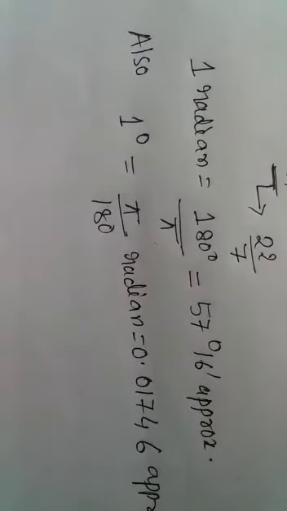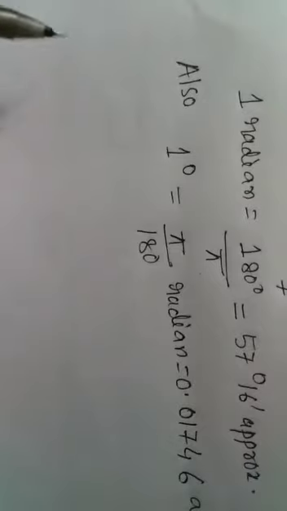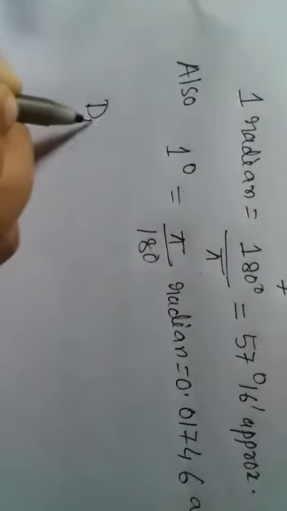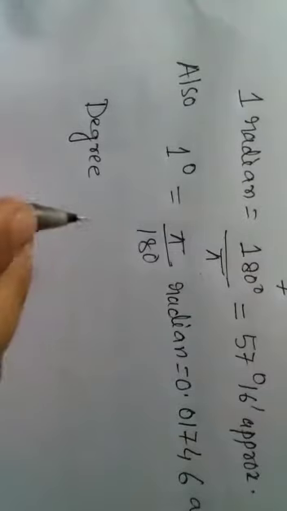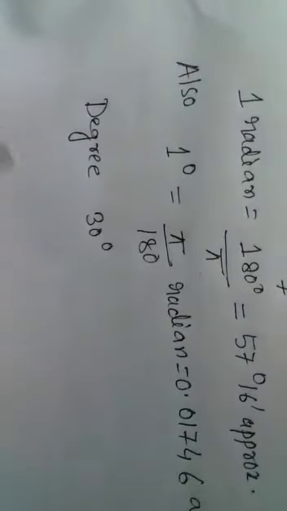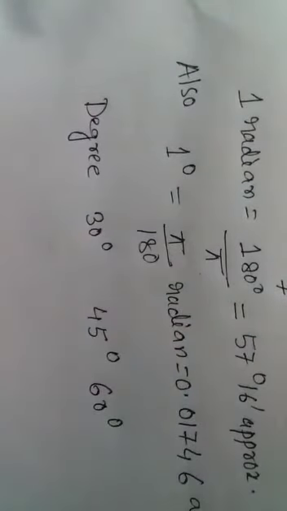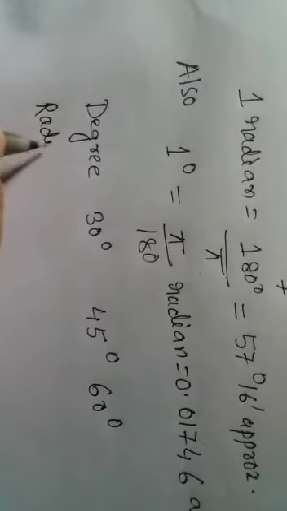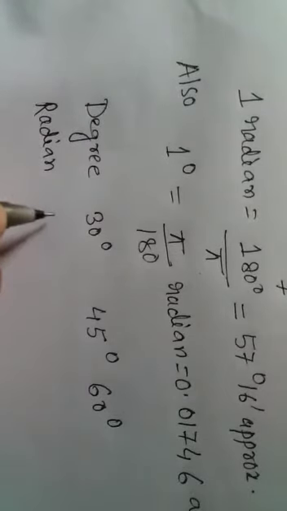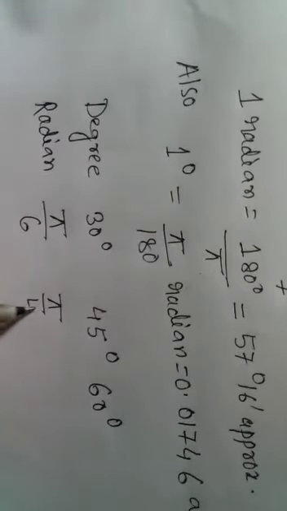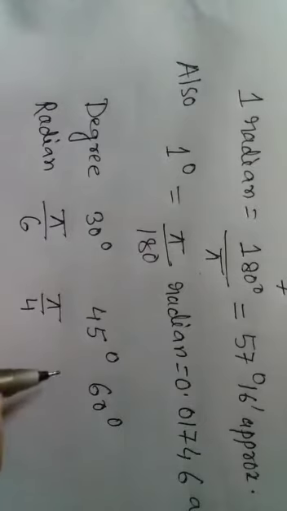Now see, the relation between degree measure and radian measure of some common angles. Suppose we take degrees: 30 degree, 45 degree, 60 degree, and so on. In radian terms, how will we write this? We write 30 degree as pi by 6, 45 degree as pi by 4, then 60 degree as what? Pi by 3.